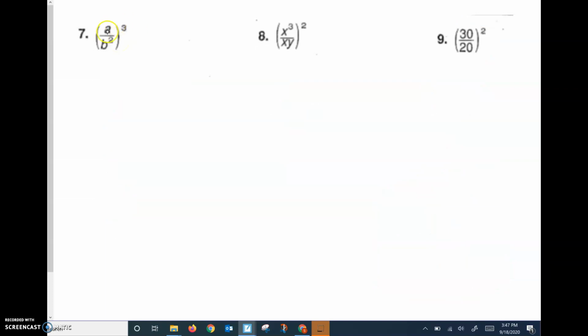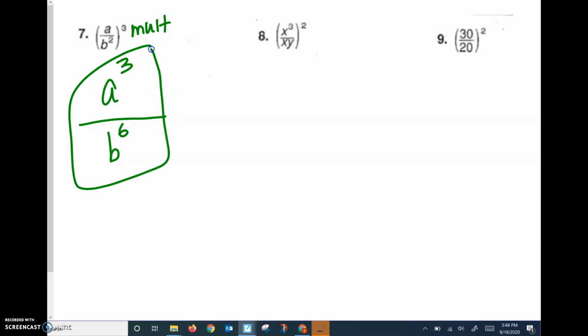Bringing the 3 into the a, so we have a to the third. And on the bottom, we have to bring the 3 into the b. So what do you do with the 2 and the 3? Do we add them or do we multiply? Because it's a power to a power, we are going to multiply those exponents. So we're going to have b to the 6th. And again, you look at your a and your b, and they are different, so that's all we can do.